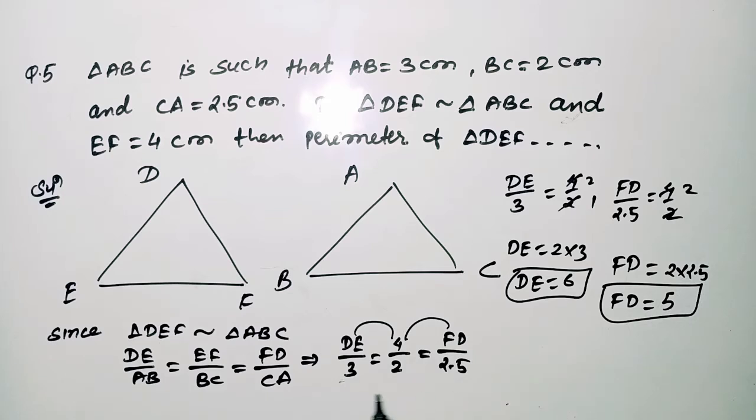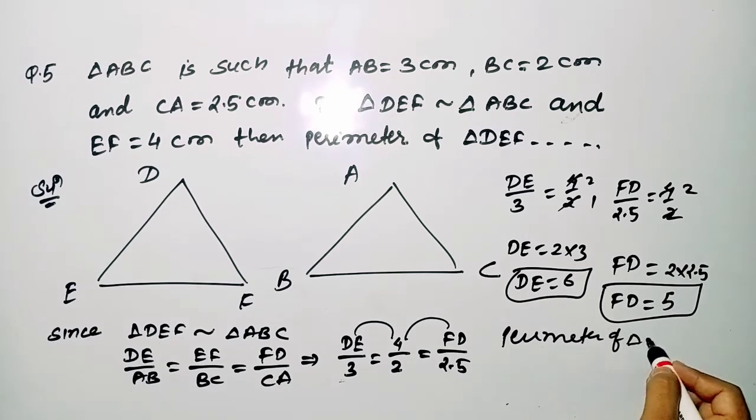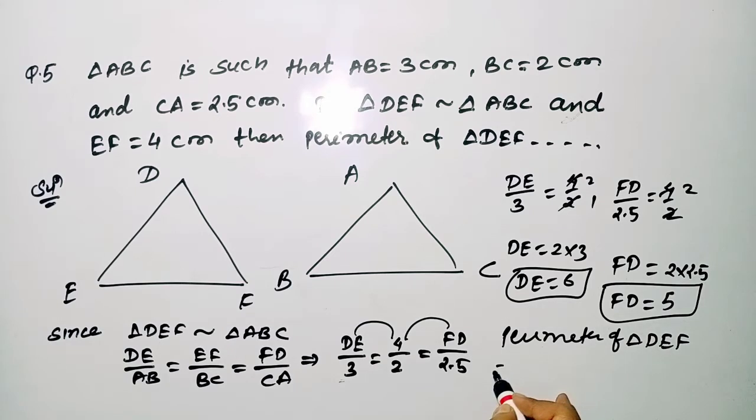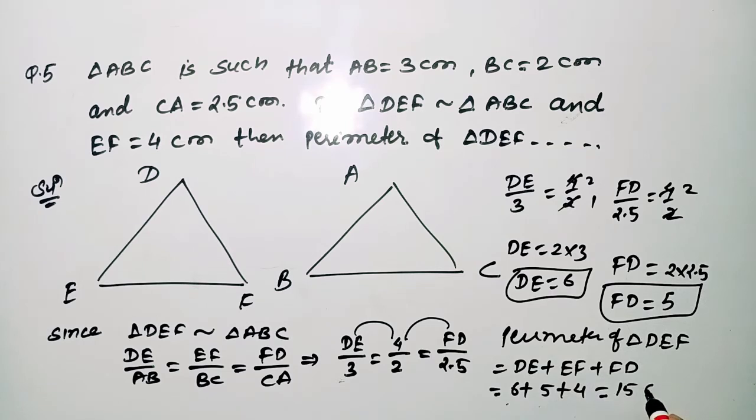Okay, students. We want to find out the perimeter of triangle DEF. Perimeter of triangle DEF means, students, the sum of the lengths of all the sides of the triangle. So DE plus EF plus FD, DE is 6, 5 plus 4 is equal to 15 centimeters. So the perimeter of this triangle is 15 centimeter. Now students, moving to the next question.